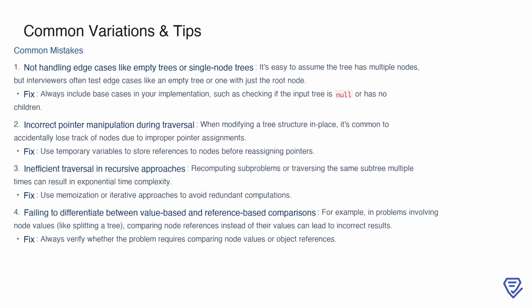Another frequent mistake is improper pointer manipulation during traversal. When modifying a tree in place, it's easy to lose track of nodes by reassigning pointers incorrectly. To avoid this, use temporary variables to store node references before making changes.